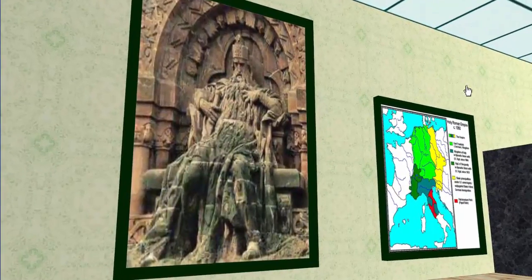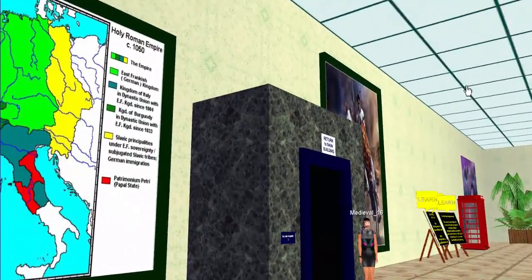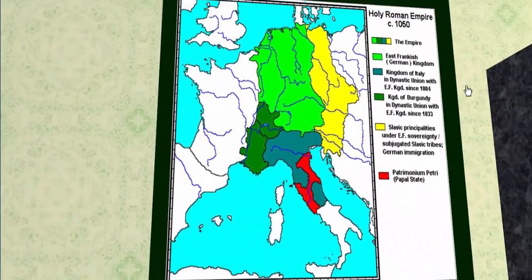He was the king of Germany, but as you can see by this map over here beside him, the light green area, and I'll use my pointer to show this, this green area here was Germany proper, but they had also taken over the Slavic principalities to the east.